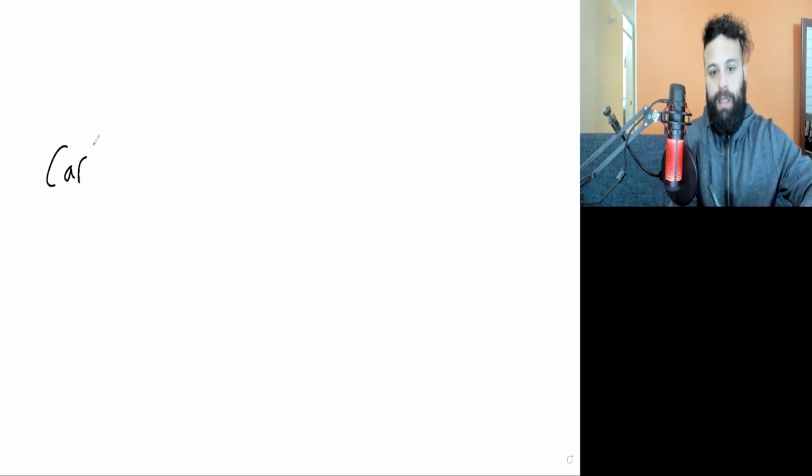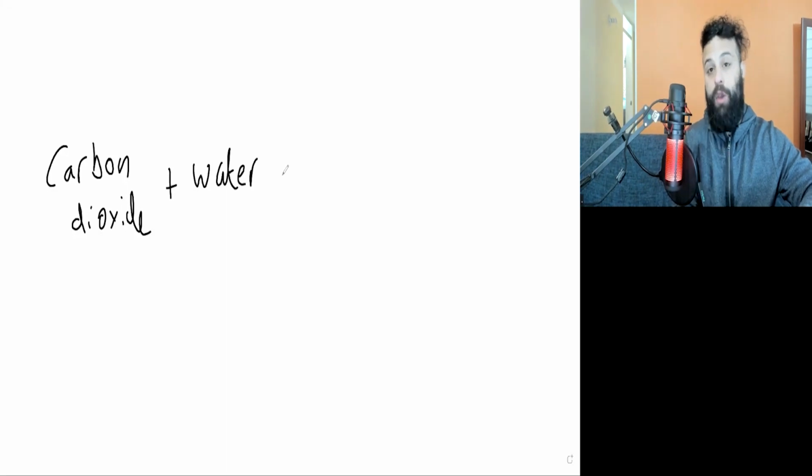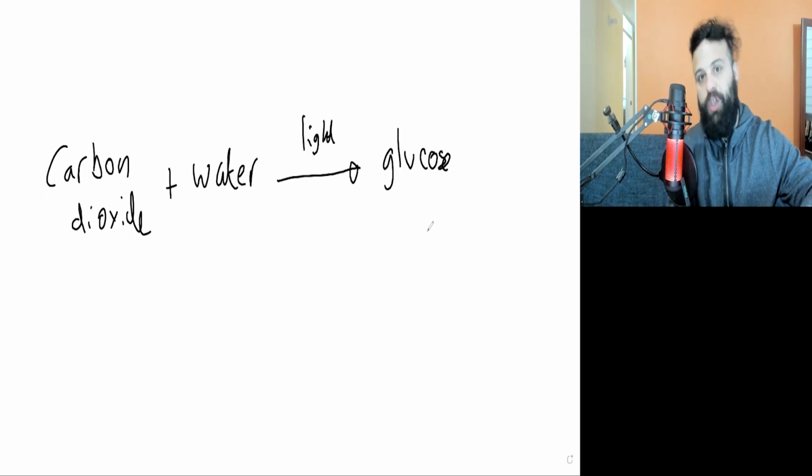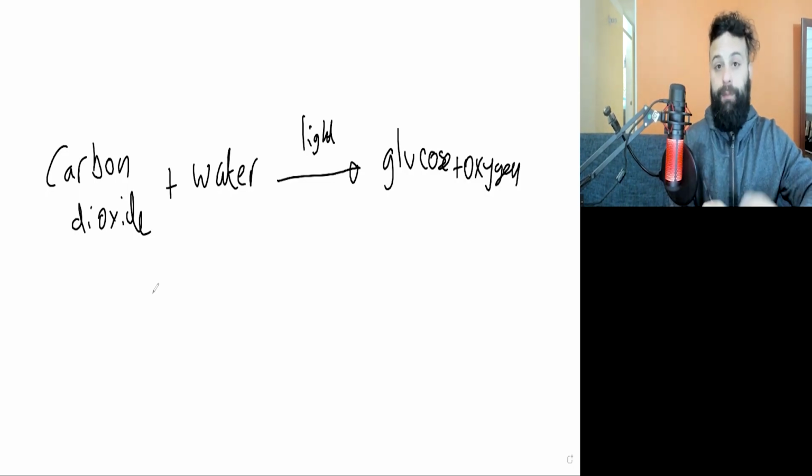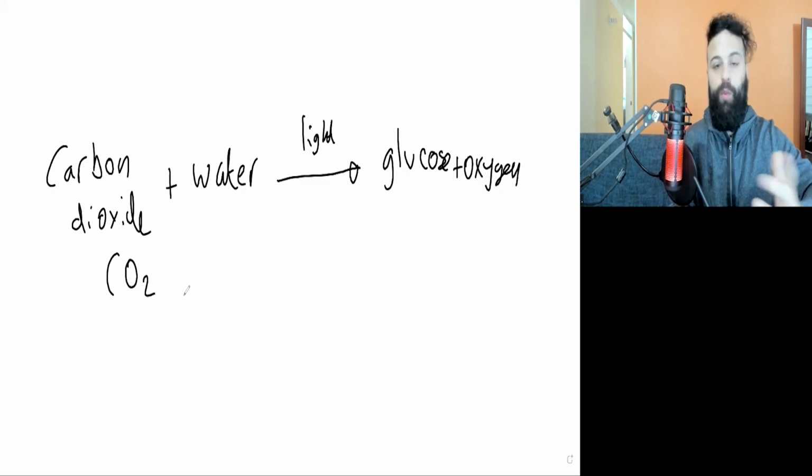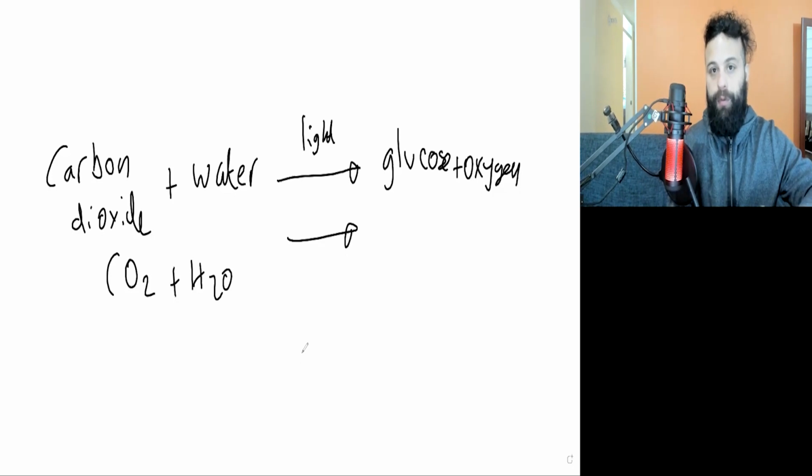So you've got carbon dioxide, you've got water, and then you add some light to it, and you get glucose, and you get good old-fashioned oxygen. Now, you can write this out as the chemical equation, which is CO2. That's what carbon dioxide is. Water is H2O. And then you do need to know the chemical symbol for glucose.